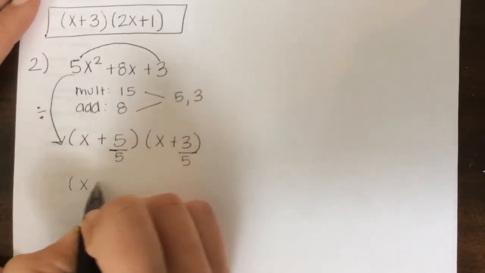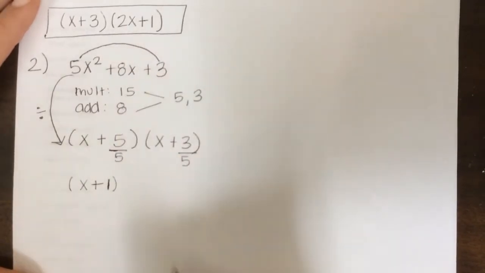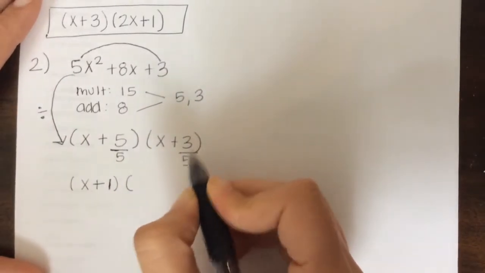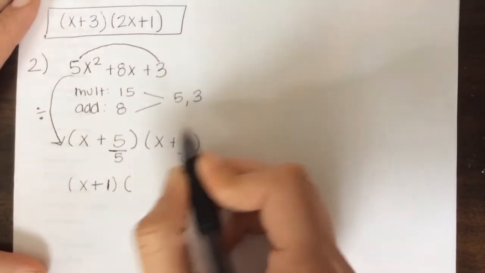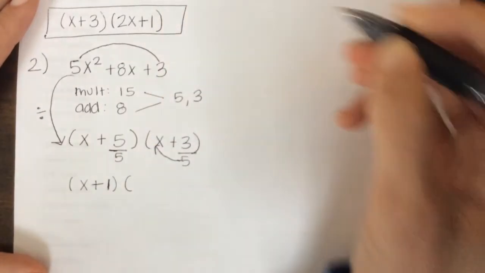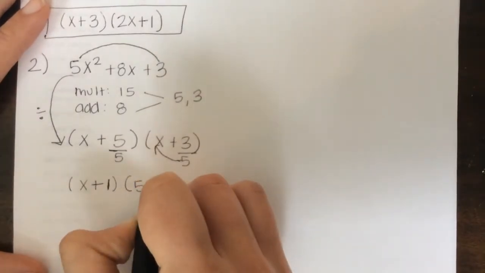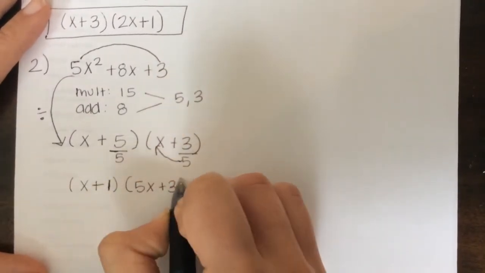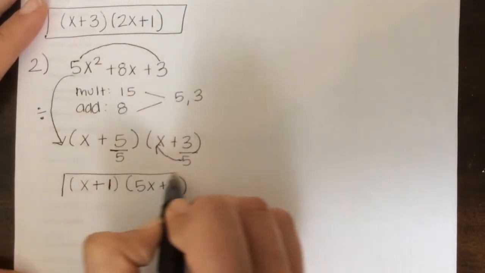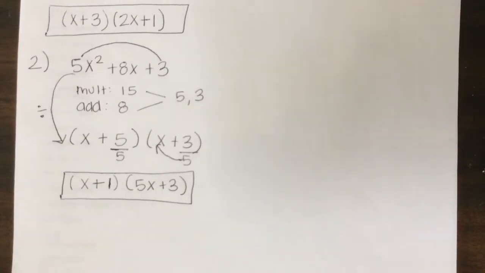Now, 5 divided by 5 reduces to be 1. 3 divided by 5, that's already as reduced as far as it could go, so I would call that an ugly fraction. So the 5 slides right back to the front of the x. So 5x plus 3. That way we don't have any fractions in our answer that we have to worry about. So we have x plus 1, 5x plus 3.